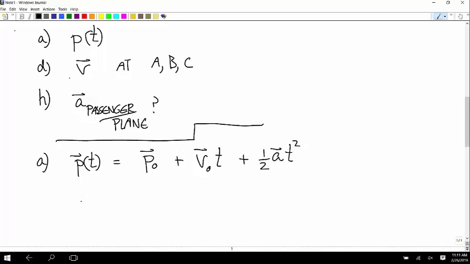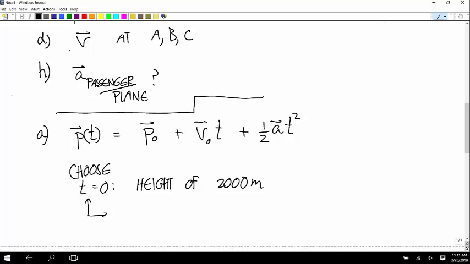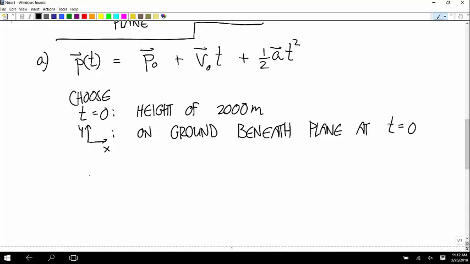If I choose time equals 0 to be at that height, 2,000 meters, and the coordinate system to have the x-axis horizontal and the y-axis up, and to be on the ground immediately beneath the plane at time equals 0. Now we can start to fill in these values.